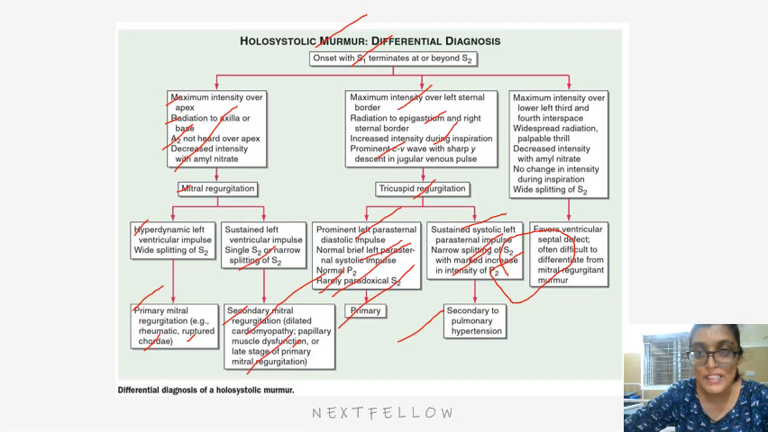The maximum intensity over left third and fourth interspace, widespread radiation, palpable thrill, decrease in intensity with nitrates, no change in intensity during inspiration, wide splitting of S2, it favors ventricular septal defect, often difficult to differentiate from mitral regurgitation. So this is how you would approach a holosystolic murmur. If you understand this, you'll be able to answer the question.